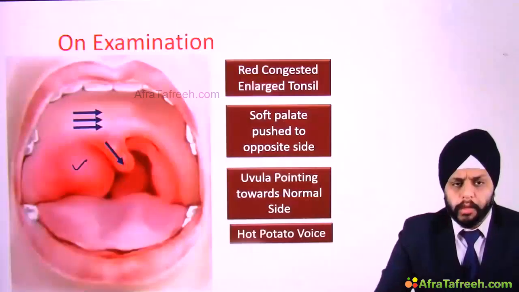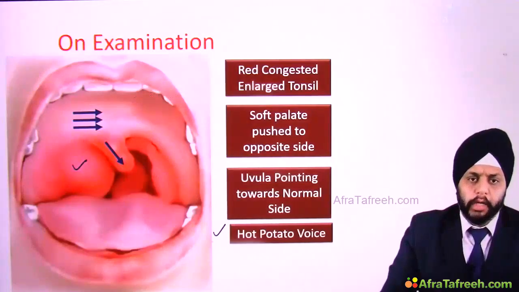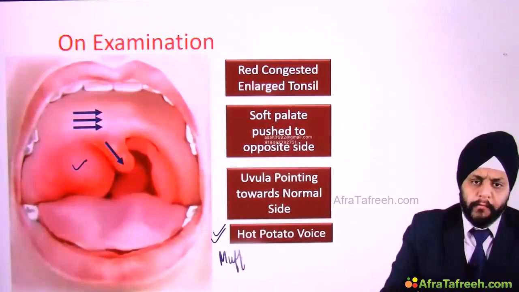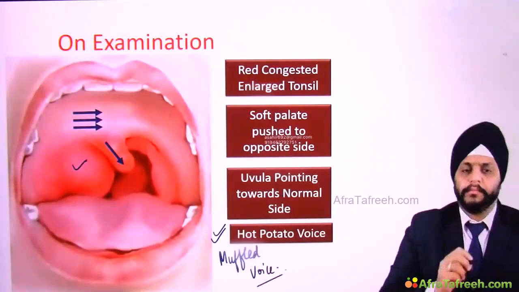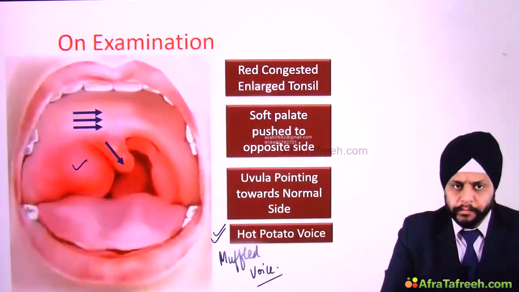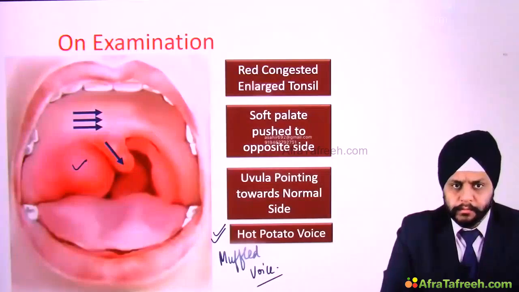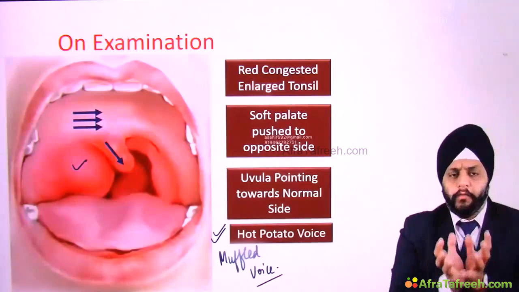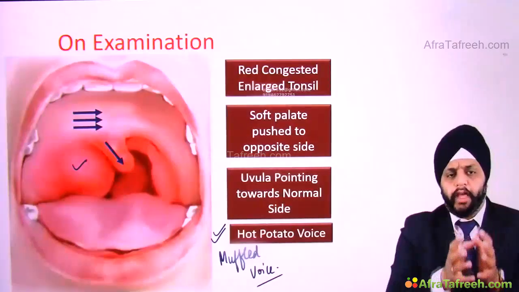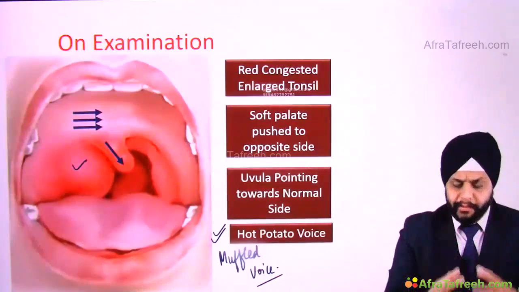Other than this, sometimes the patient may also complain of a voice change, and that is known as hot potato voice. Hot potato voice can also be called muffled voice. Now what is this hot potato voice or muffled voice? Now you see there is an infection in the oropharynx, in the tonsillar peritonsillar space. Because of that, the oropharynx and the muscles surrounding it, the pharyngeal muscles, will undergo spasm.